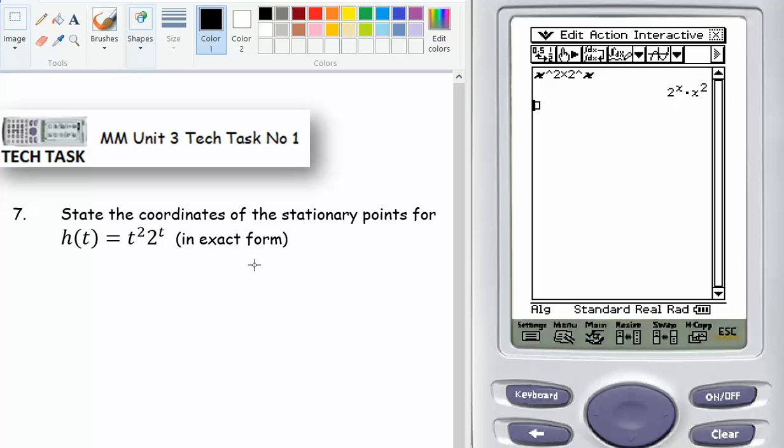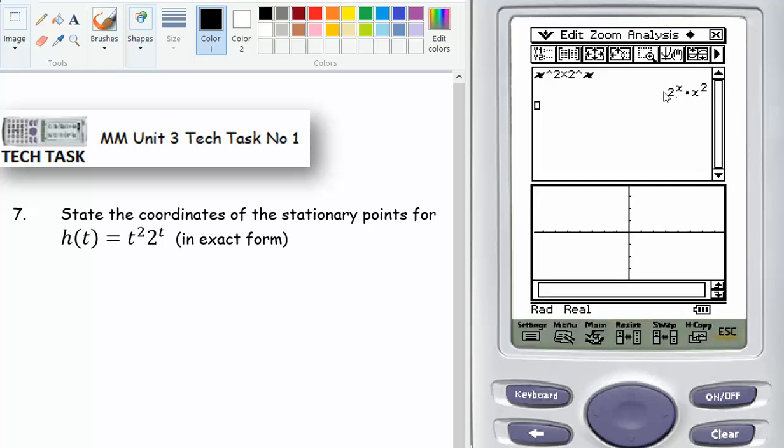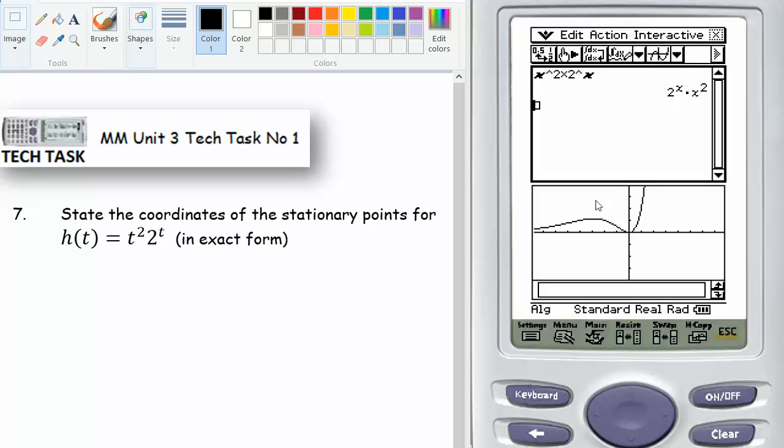So to find coordinates of stationary points, I need to take the derivative and set it equal to 0, and then find those x values. Okay, so here it is. I've got x squared. And what I might do is have a quick little look and see. So we seem to have two stationary points. One looks like 0 and 0, and the other one is here where x is negative.